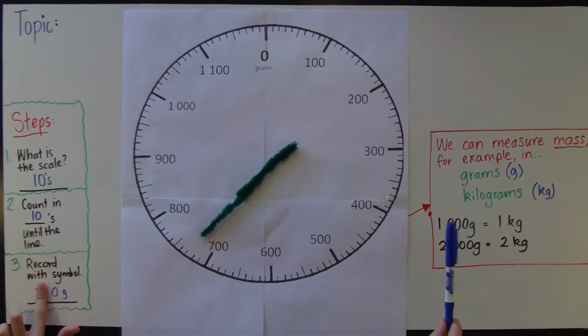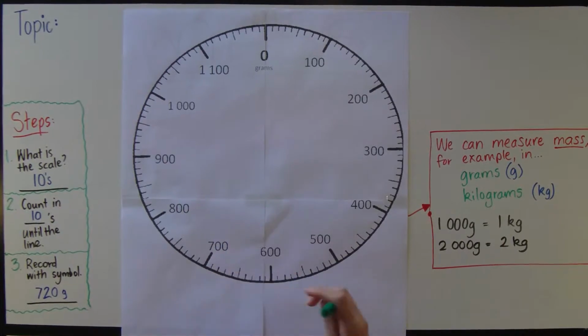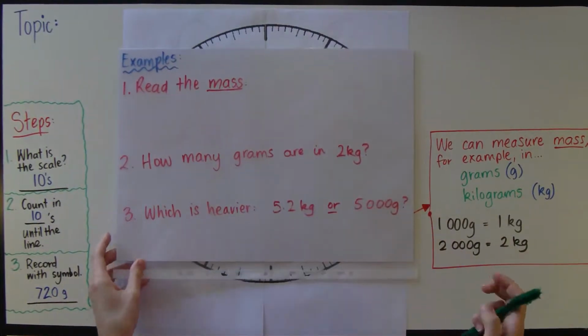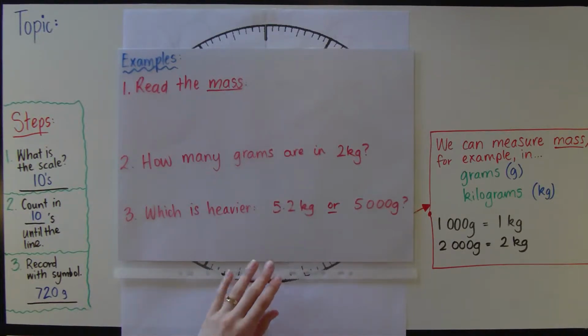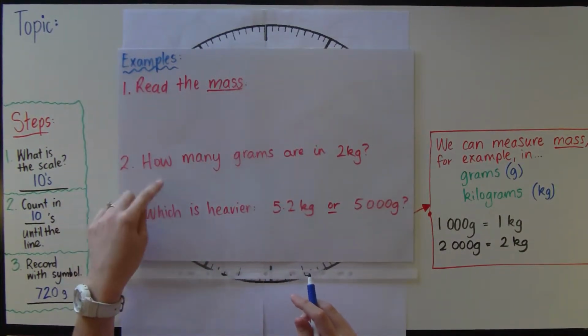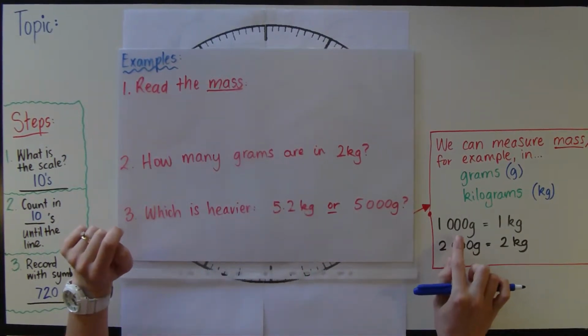And we would just record that there. Alright, so now I'm just going to go through two other sorts of questions that you might get in class about mass. So we've just done reading the mass, and now we're looking at how many grams are in 2 kilograms. We can use this one over here to help us out.